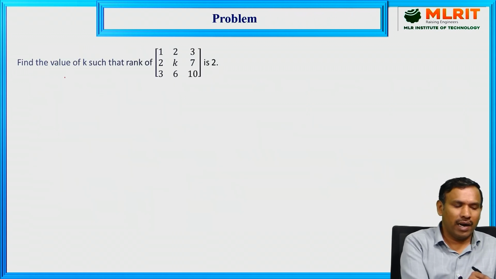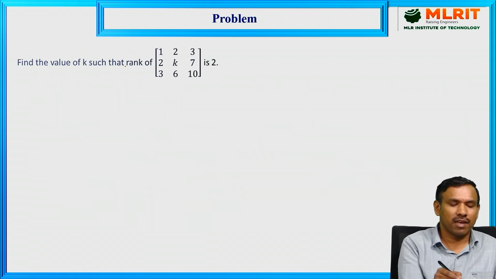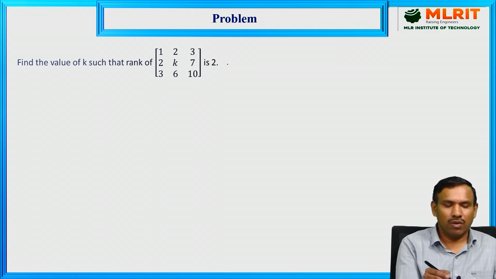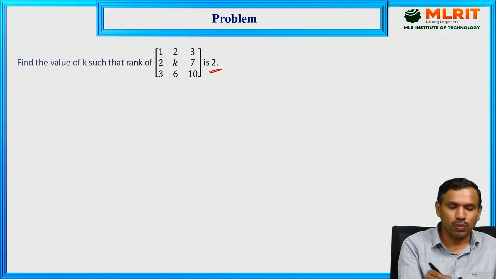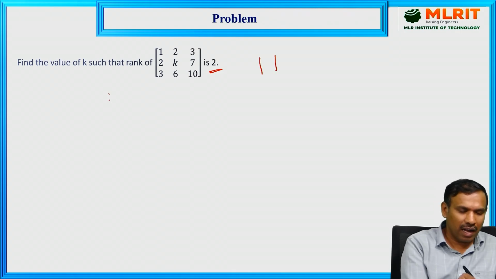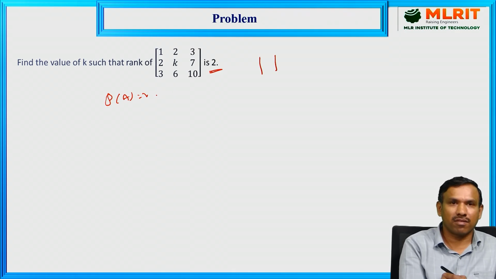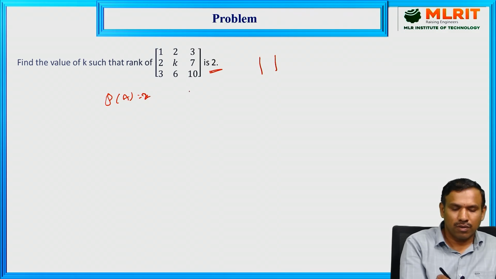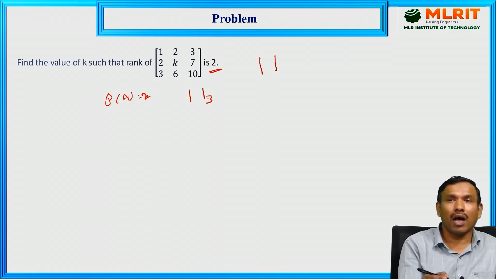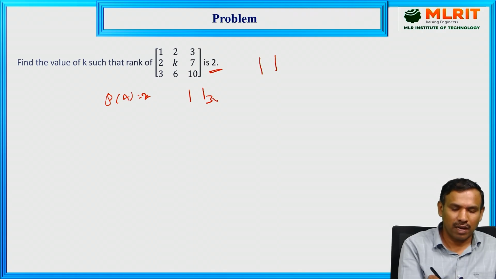Find the value of k such that the rank of the matrix is 2. Here it says rank 2. Rank 2 means, suppose the rank of the matrix is 2, then the determinant of the minor of order 3 by 3, that is r plus 1. As we discussed in the rank definition, if rank is 2, then 2 plus 1, the 3 by 3 determinant must be 0, since he has mentioned the rank is 2.